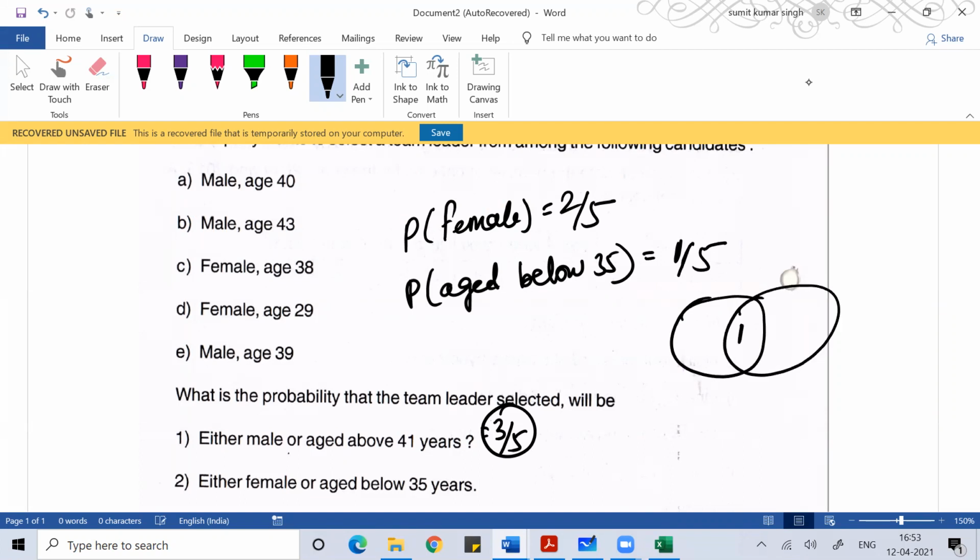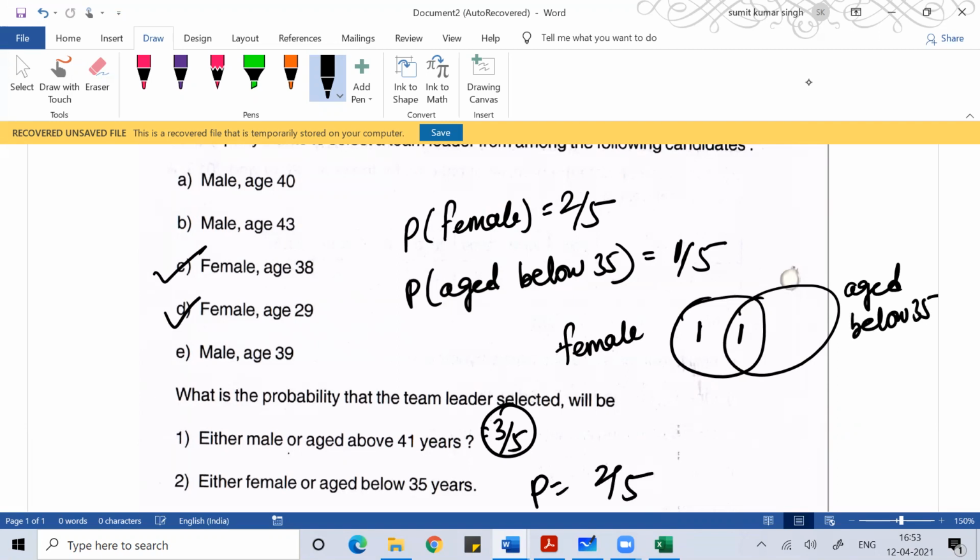You understand this? There are two females. This is one set is female, another set is aged below 35. What is the probability for it? This is 2 by 5.